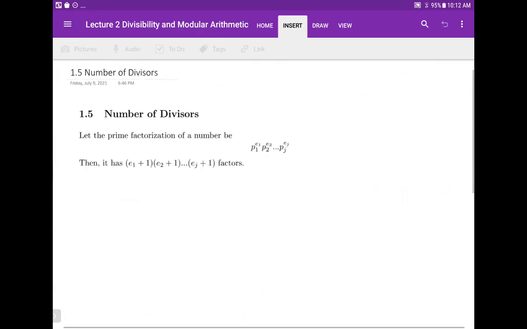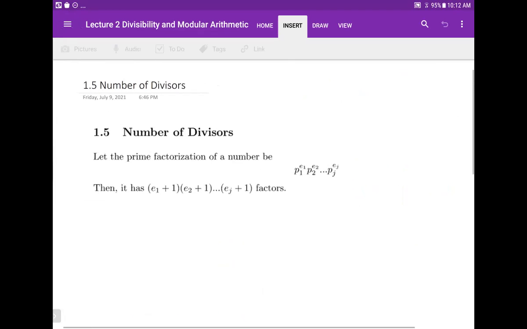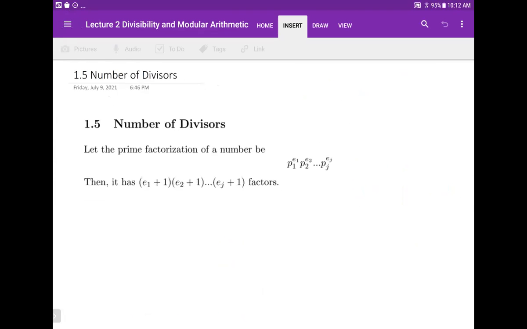All right. And then here we have a formula for finding the number of divisors of a number if we find their prime factorization. So if we let the prime factorization of a number be p sub 1 to the e sub 1 times p sub 2 to the e sub 2, etc., so the e's represent exponents and the p's represent the primes, then it has the quantity e sub 1 plus 1 times the quantity e sub 2 plus 1, multiplied all the way to e sub j plus 1 factors. And we'll give a very simple example later on to demonstrate this formula.